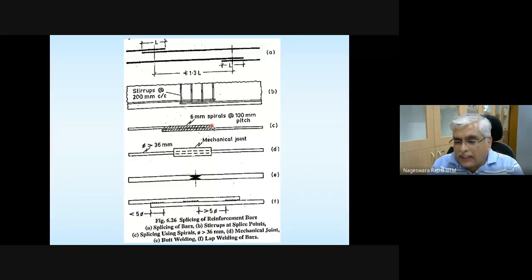And whatever reduction in the lap length, I want to compensate by welding at a few locations. And what is the interval between the welds? You must have studied as a part of your steel design course how to calculate the strength of a weld and other things. So you can weld at a few locations. The welds can be separated by a certain distance. So that is what is mentioned here.